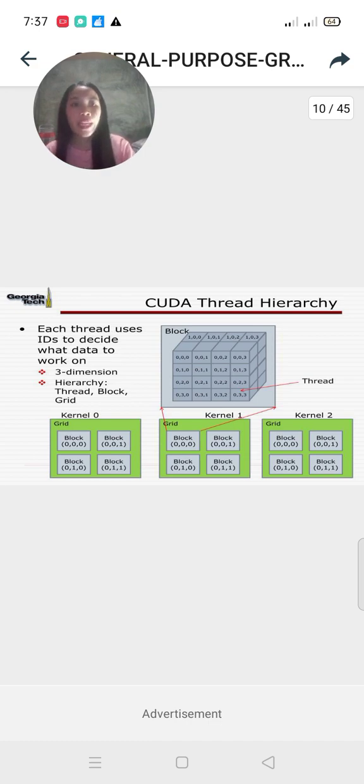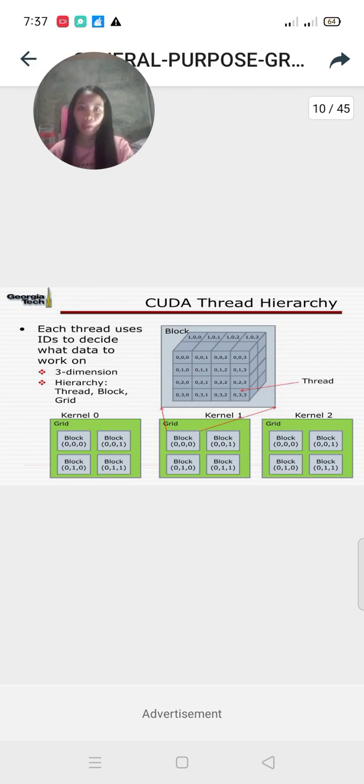GPU architecture basics. So this is the GPU architecture basics. Execution of a CUDA program. Blocks are scheduled and executed independently on SMs. All blocks share memory.